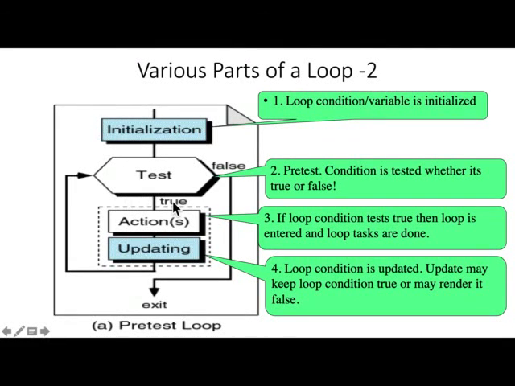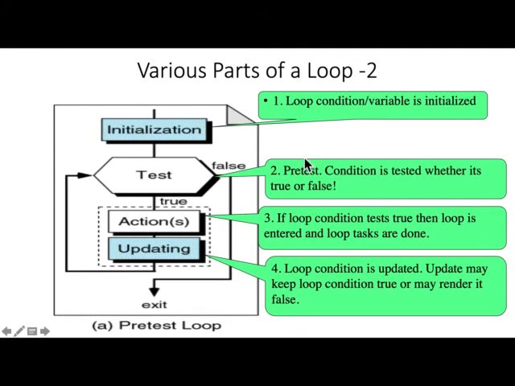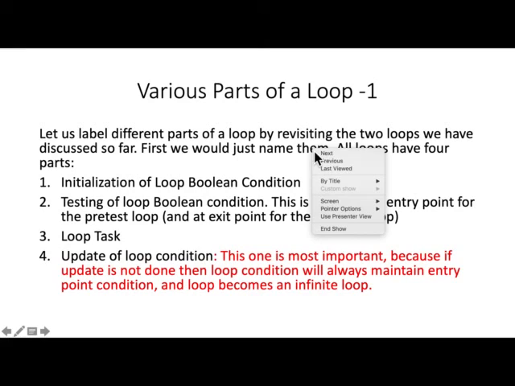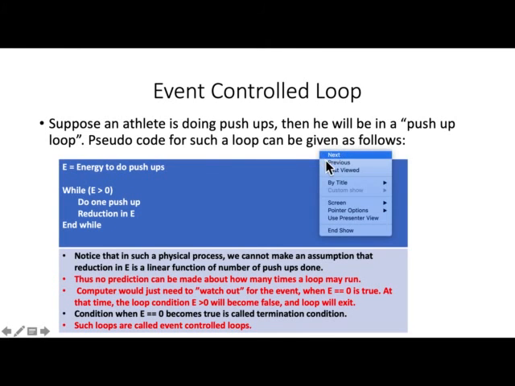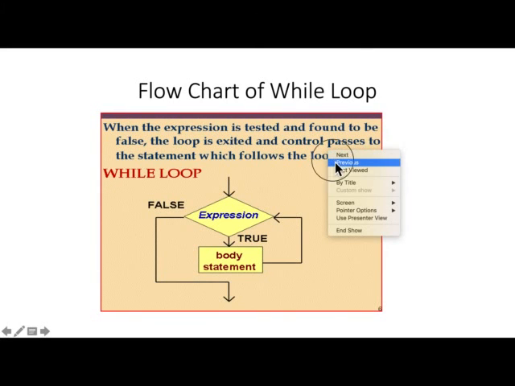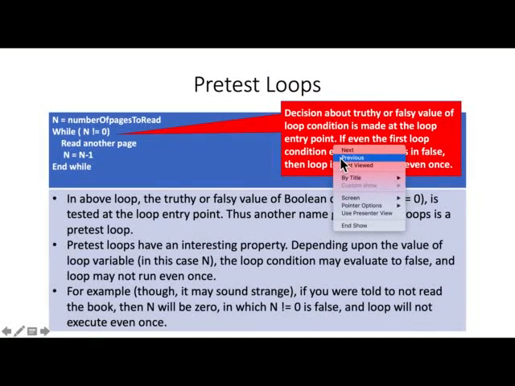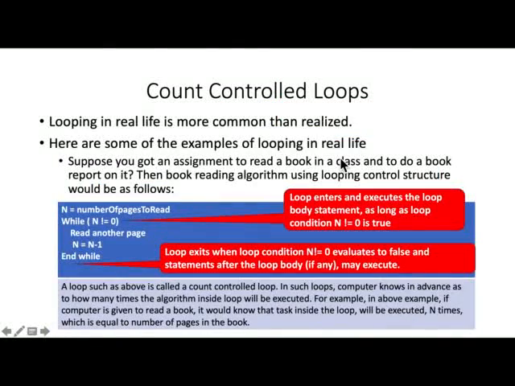Now I did say I'm gonna point out these four parts for the loops we did, but looks like I didn't do that in this one, but that's pretty easy. We'll just go back to the previous two loops we showed you, count control and the event control. So here are the four parts.